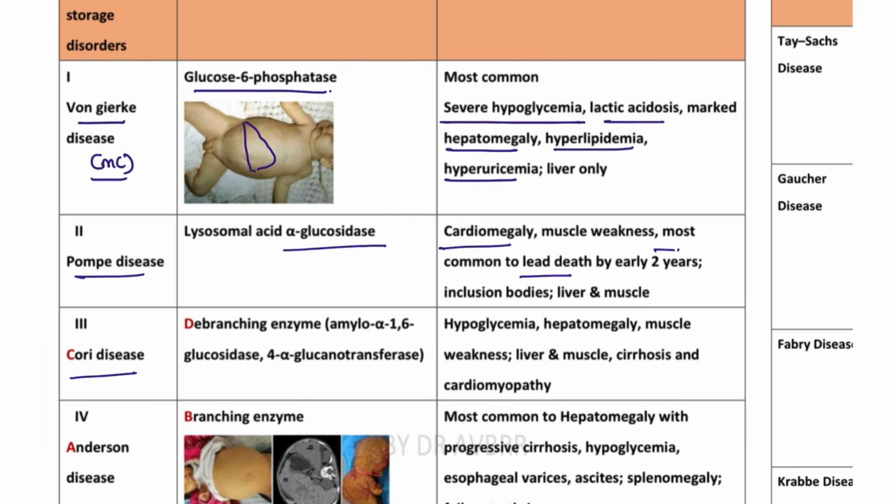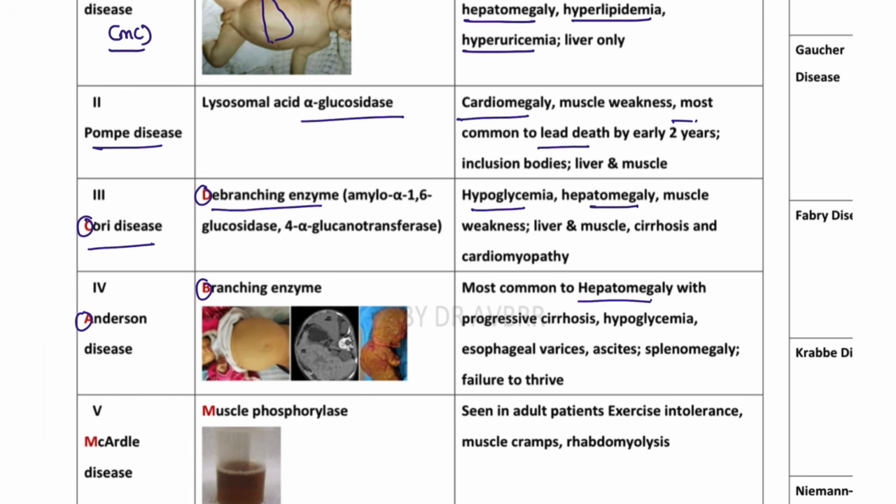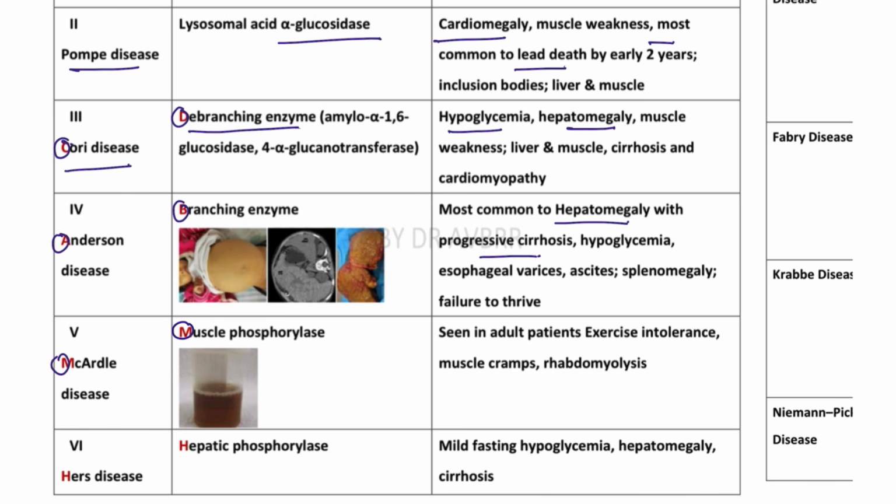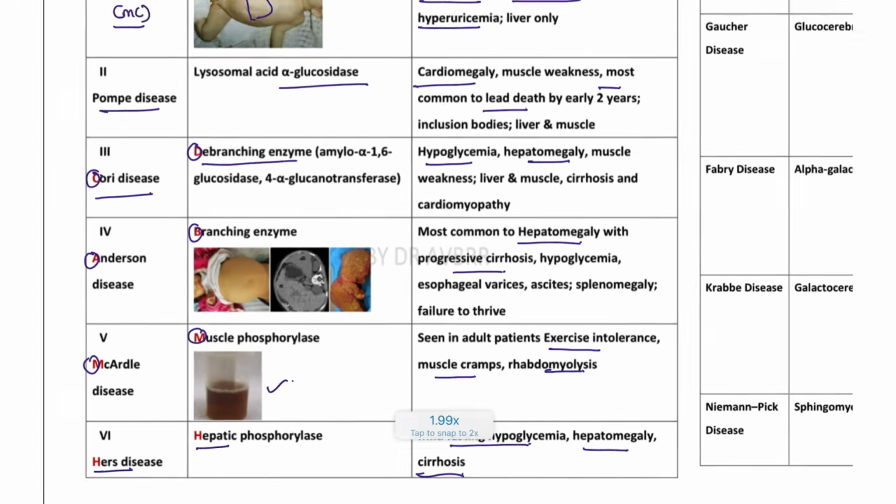Next, Cori's disease. This is a debranching enzyme deficiency, with hypoglycemia and hepatomegaly. Remember, C for Cori, D for debranching enzyme. Next, the fourth type, that is Andersen, A for Andersen, B for branching enzyme. Most commonly hepatosplenomegaly, and it progresses very early to cirrhosis. Next, McArdle's, M for McArdle, M for muscle phosphorylase. For example, the patient suddenly goes to exercise, then muscle cramps, rhabdomyolysis, cola colored urine, that is McArdle's disease. The first disease is seen with hepatic phosphorylase, mild fasting hypoglycemia, hepatomegaly, and cirrhosis is seen in this patient.